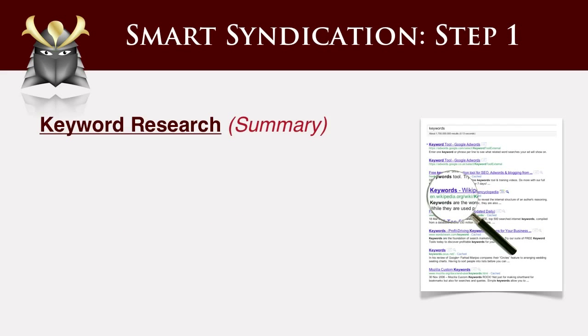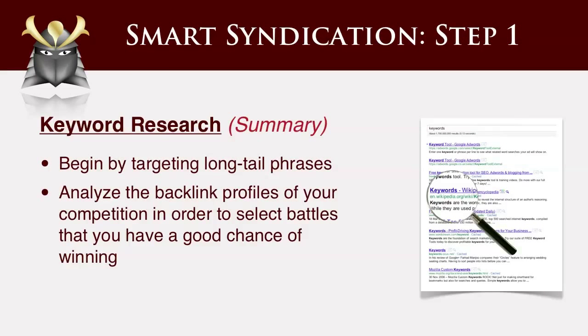So just to sum up the first step of the smart syndication process, begin by targeting long tail phrases, and use a tool like Market Samurai to analyze the backlink profiles of your competition in order to select battles that you have a good chance of winning.